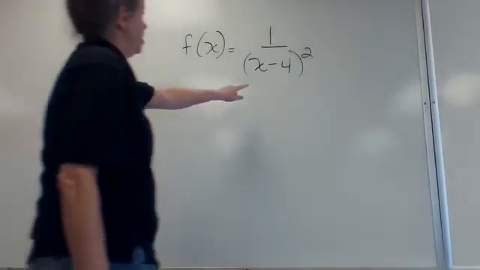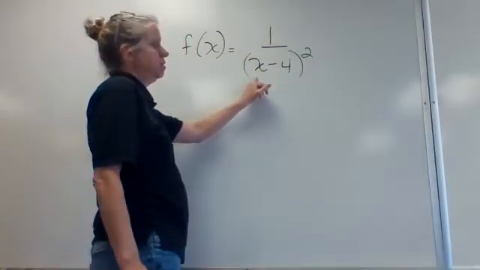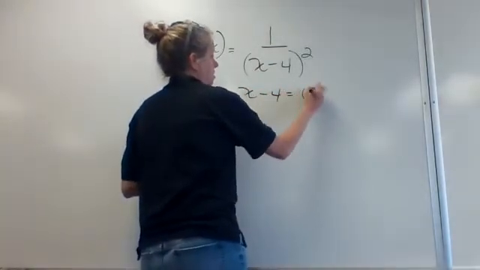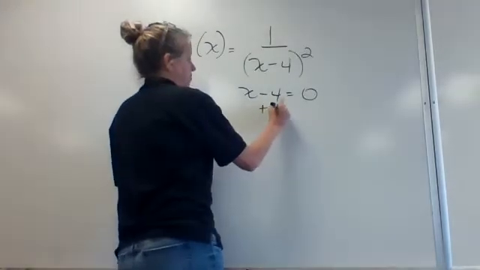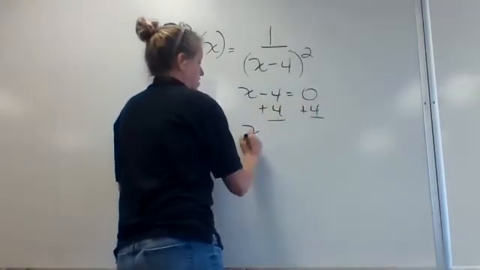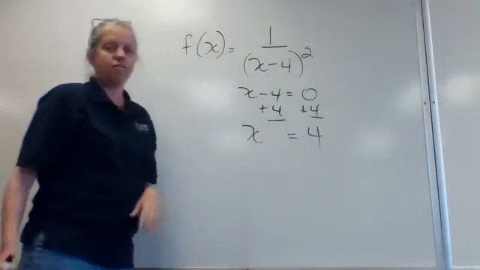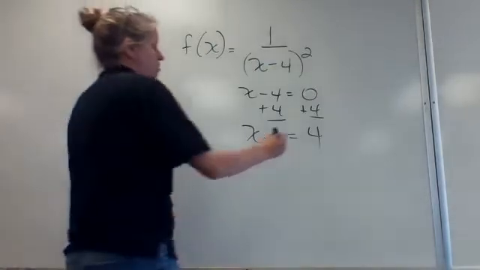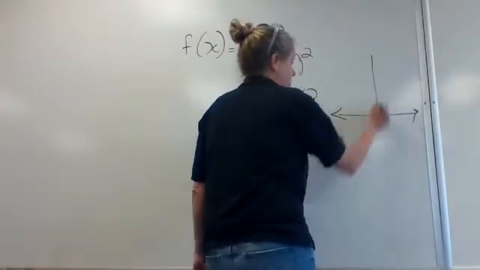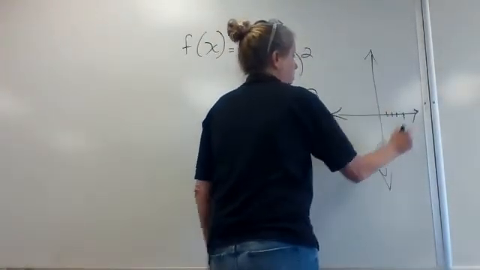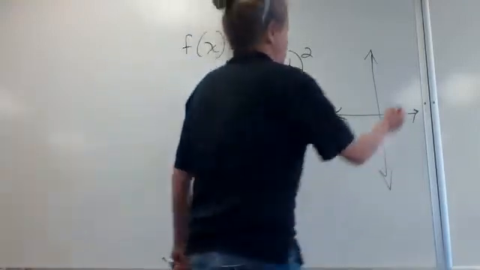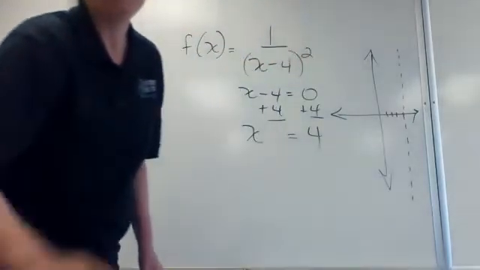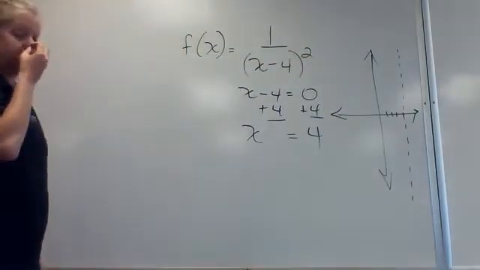So what's going to make this denominator 0? 4 will, right? You can just set what's inside there equal to 0. Add the 4 to both sides. So x equals 4 is going to be your vertical asymptote. We're not going to have to graph these yet, but we will. It's represented with a dashed line, a vertical asymptote going through x equals 4.